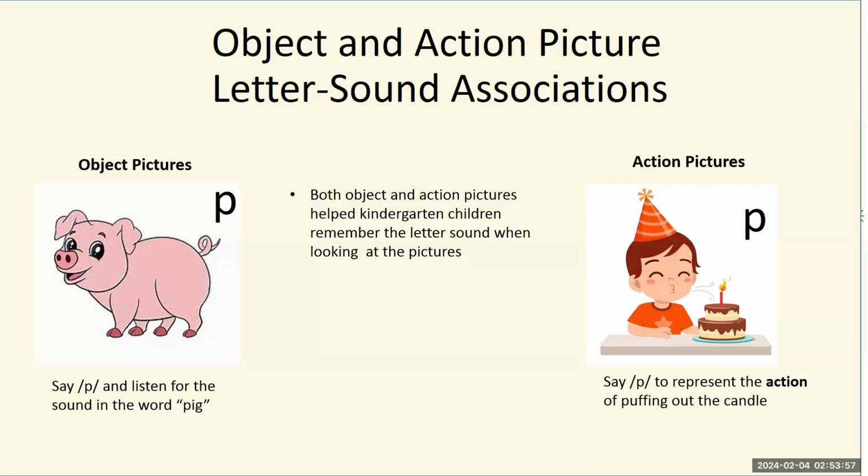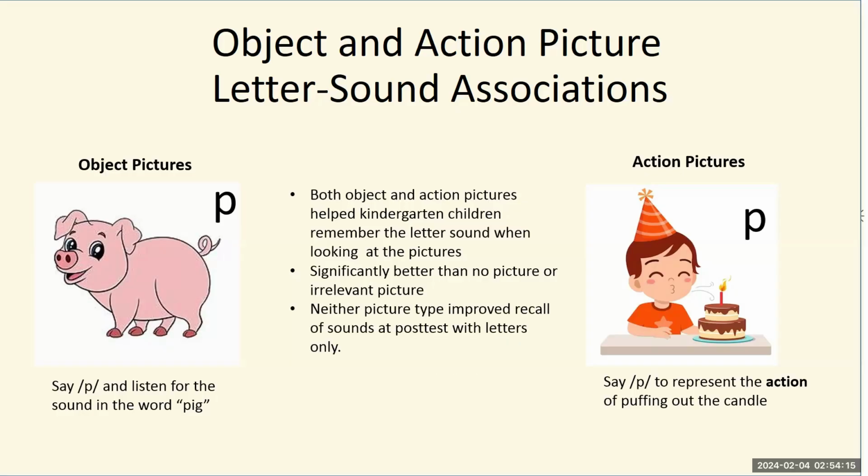Both object and action pictures helped kindergarten children remember the letter sound when looking at the pictures. In the study, the results were significantly better than a no picture or an irrelevant picture. But neither picture type improved recall of sounds at post-test with letters only. So when the kids did not see the pictures, they really couldn't say the sound associated with the letters. Without phonemic awareness, the association doesn't make logical sense and thus does not generalize to plain print.